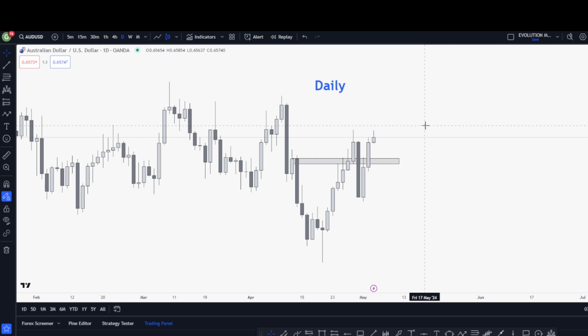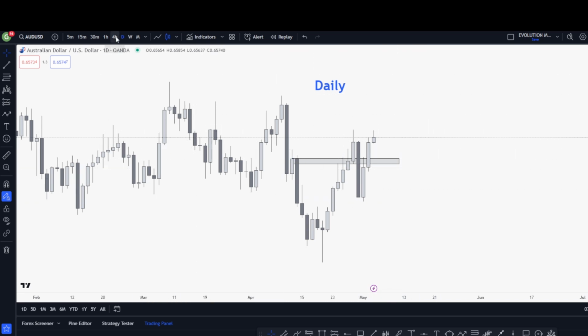Now, after a correction, what do we expect? Another impulsive move. Does it always happen? No, not always. But here we are just anticipating what could happen in the market for us to be able to analyze it correctly, to make informed decisions when it comes to trade placements and executions.